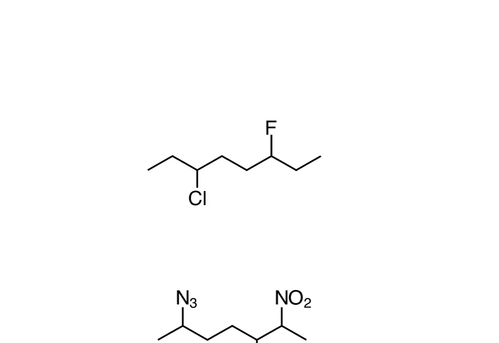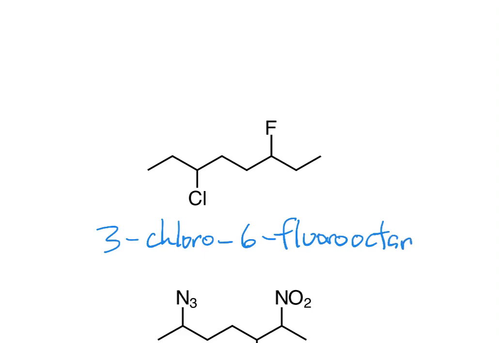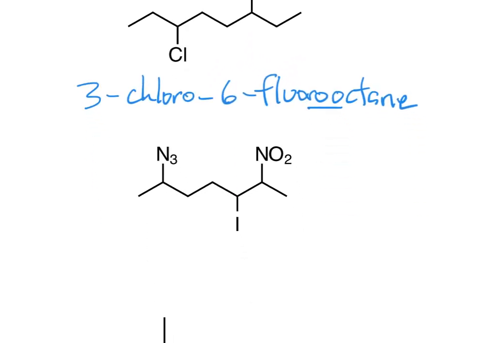So this is going to end up being called, let me get my pen going, 3 chloro, 6 fluoro, and then if we count our carbons, we'll see that there's 8 of them, so that is octane. All right, notice that both O's in fluorooctane are there, because if you hear me say it, fluorooctane, you can kind of hear both of the O's there. All right, moving on to our next example.